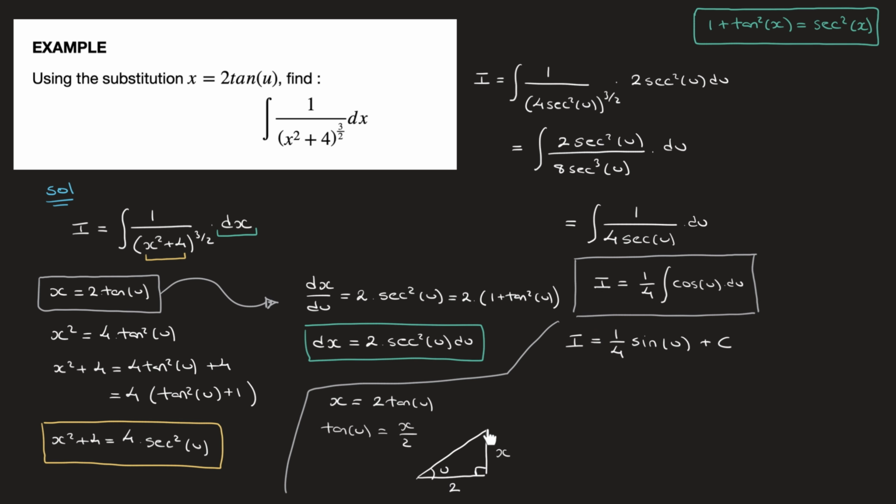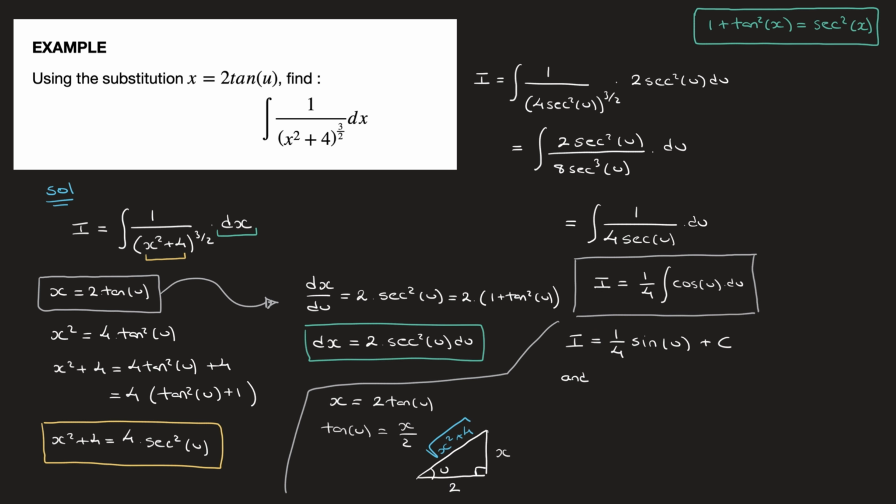And since this is a right-angled triangle, we can use Pythagoras' theorem to find this triangle's hypotenuse. Indeed, this hypotenuse will equal the square root of x squared plus 2 squared. In other words, the square root of x squared plus 4. And so I'll quickly label that. This hypotenuse is the square root of x squared plus 4. There we go. But now since we know all three side lengths of this right-angled triangle, we can use it to find an expression for sine of u in terms of x.